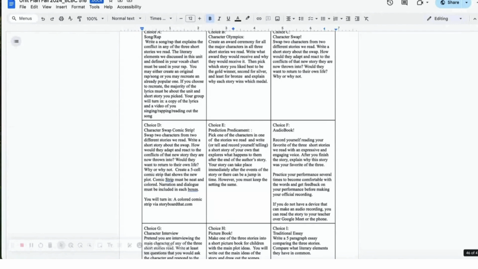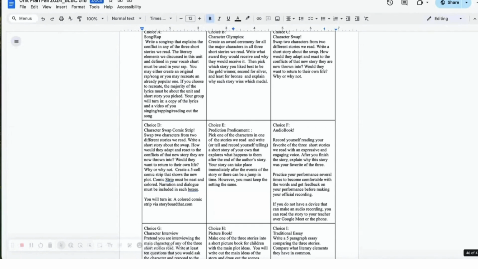Then there's a character swap activity where they get to swap 2 characters from 2 different stories that we read, and write a short story about the swap. How would that character adapt to the new story that he's being thrown into? Do you think they'd want to return back to their own life? Why or why not? And they can do that also in choice D, but as a comic strip. So they can either write it as a short story or do it as a comic strip.